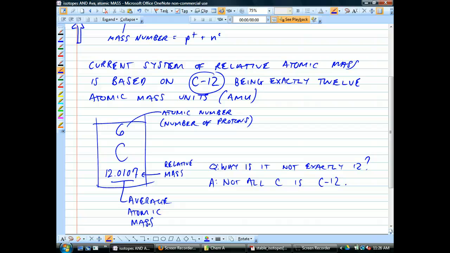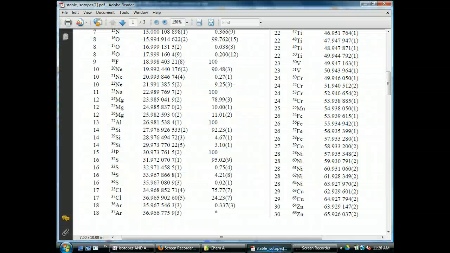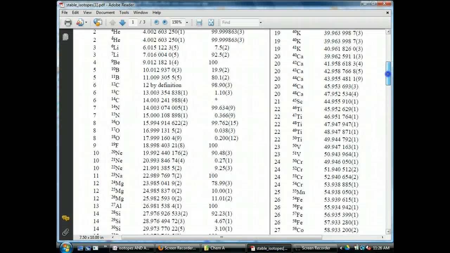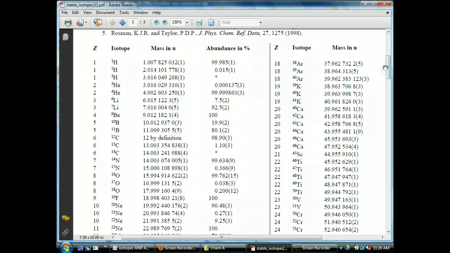Now, for some of those masses, you can tell that there's a pretty good mix of different isotopes, and we'll see. So let's look at the actual abundances. If you look at this chart, it's got two things on it. It has the mass, and then it has something called abundance. Abundance means what percentage of the element is made of that isotope.